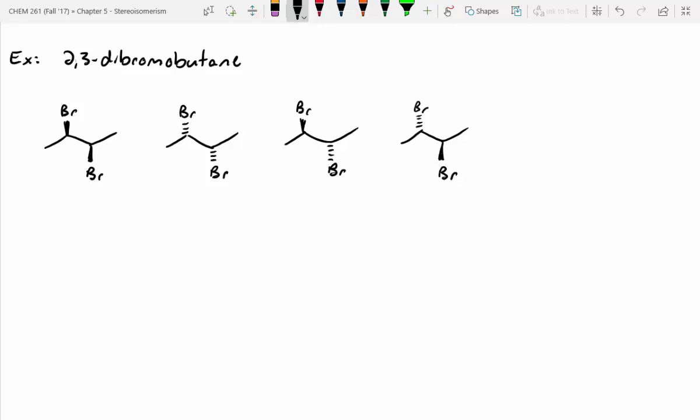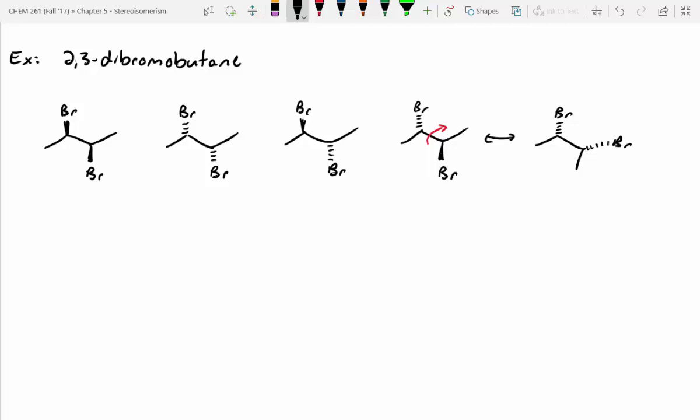Does anybody spot anything unusual though? Are the first 2 the same? A little bit tricky. So let's think about it this way. I'm just going to pick this one, right? And I'm going to rotate it along that sigma bond. And if I rotate it along that sigma bond, this bromine on the left will still be a Br. What about the one coming off this carbon? If I rotate it, it'll be a dash, right? What do you notice about that molecule?